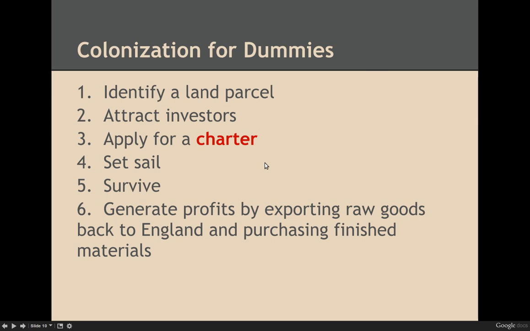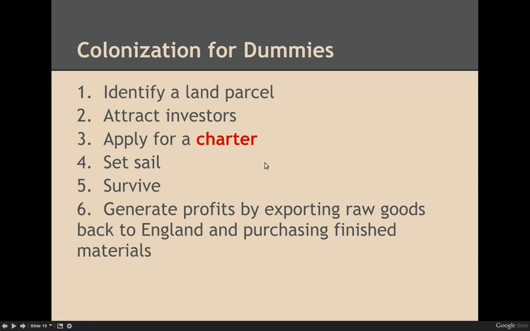One, you identify a land parcel, a place where you want to go. Two, you're going to attract investors. Three, you need to apply for a charter, and this is from the king. He's got to give you permission to set up a colony in the name of England. Once he gives you a charter, which has rules in it, so they serve almost as a fundamental constitution, then you get on a boat and set sail, off you go.